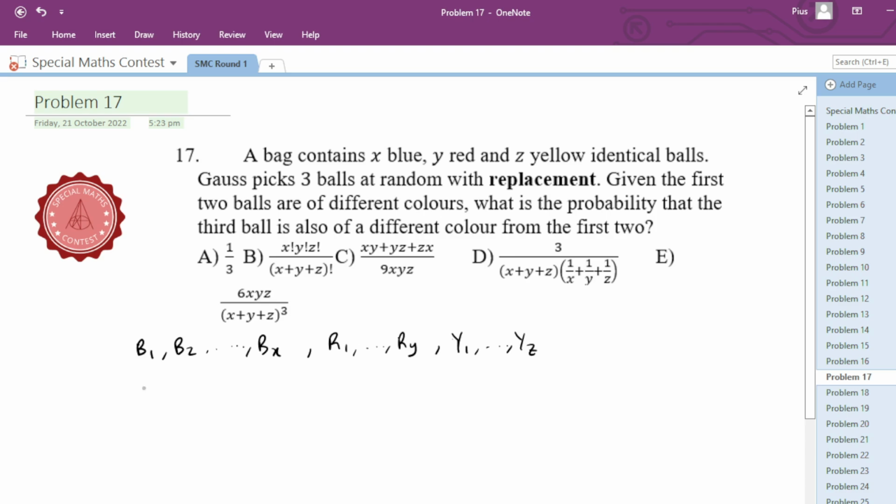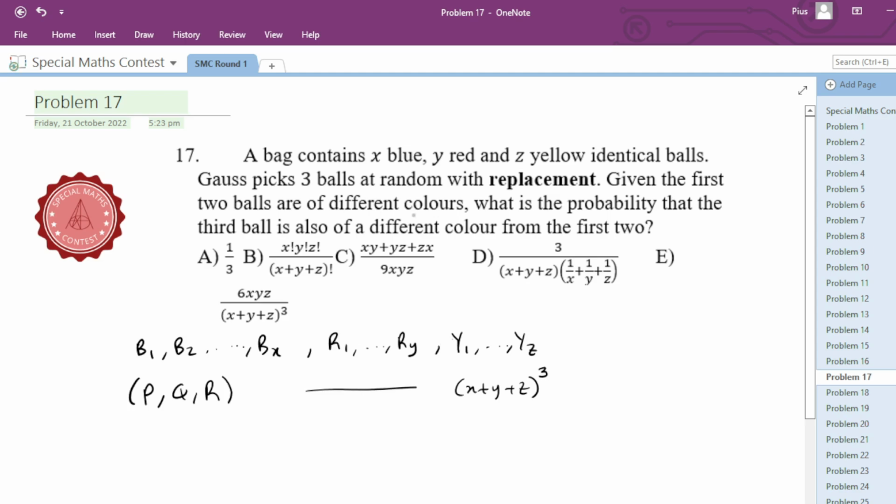Okay, so what's the sample space? We have triples of balls we can pick, PQR, where P represents the first ball, Q the second ball, and R the third ball. P can take any of these values, Q can also take any of these values, and R can take any of these values. So in fact, we have a total of X plus Y plus Z raised to the power 3, because we just multiply in each case since they are independent. This is the usual sample space.